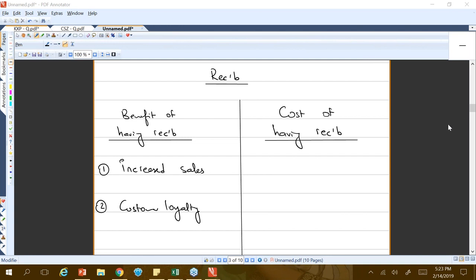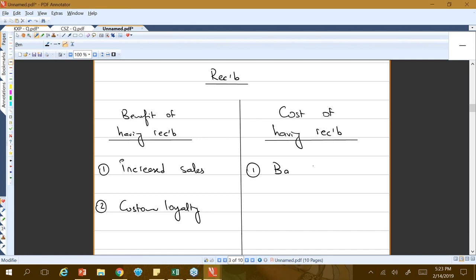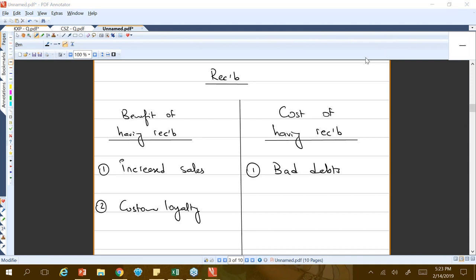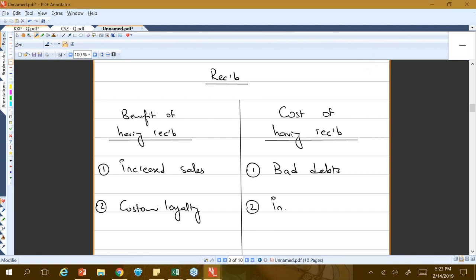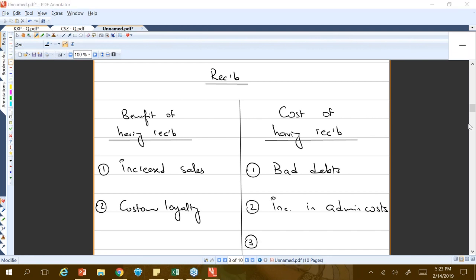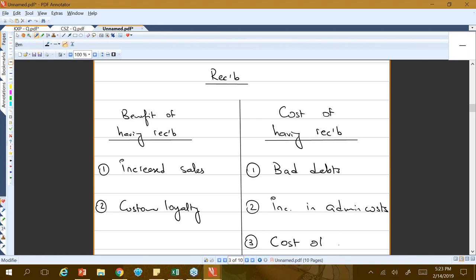What would be the cost of having receivables? Well, the cost here would be the bad debts, as some of you are already pointing out, because some customers are not going to pay. We are also going to have an increase in admin cost, because someone has to sit there and do all this work. And the third one, which, yes, you're saying right, cost of financing, which we just saw earlier above. So these are all the costs, and these are some of the benefits.